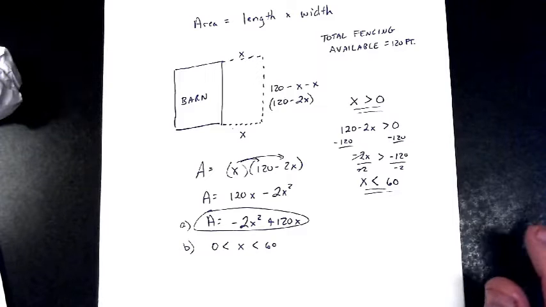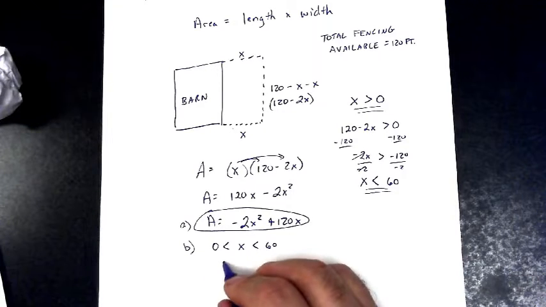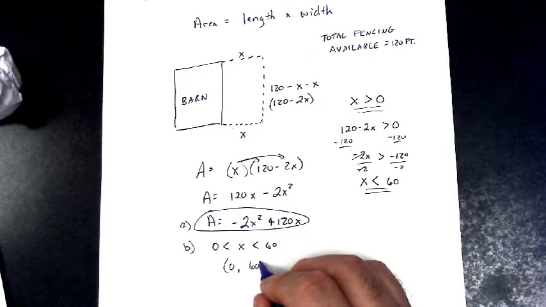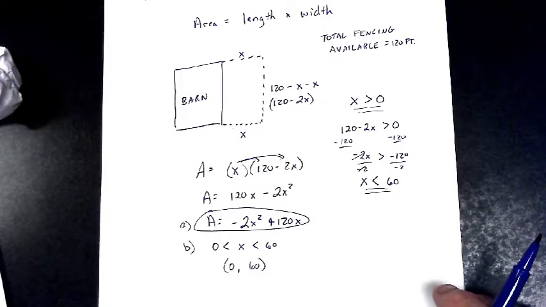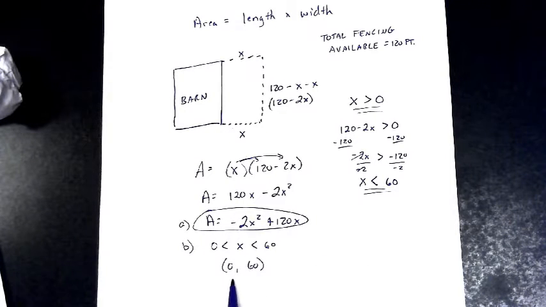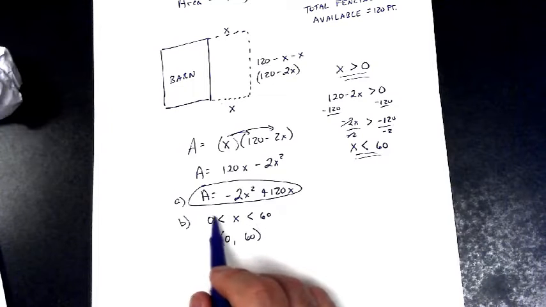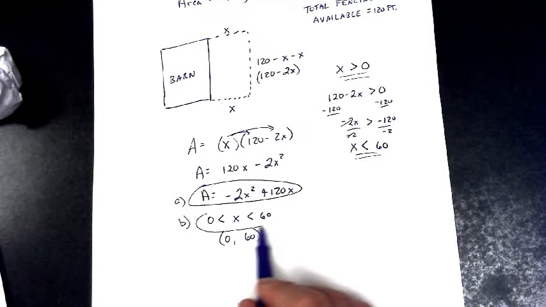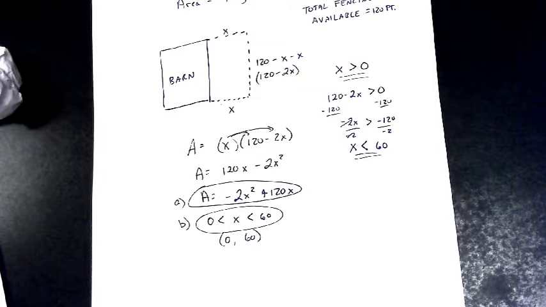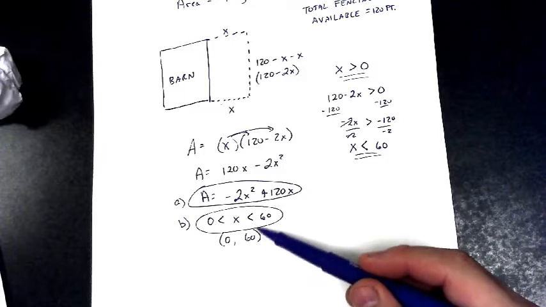If we were to write that in interval notation, we would write it as such. x has to be on the interval between 0 and 60 with parentheses, because it can't be equal, so you would not use the square brackets. And so this would be the type of answer you'd look at for part B. Either one of these would be an acceptable solution for part B.